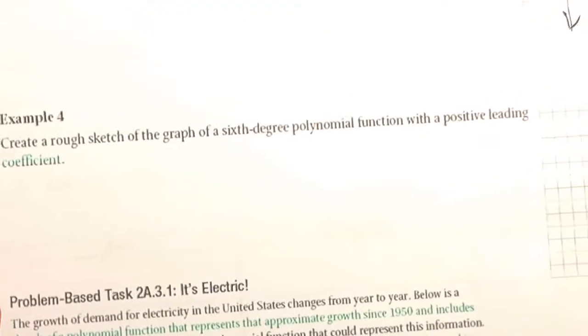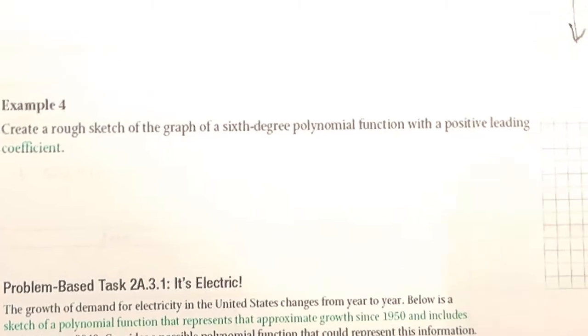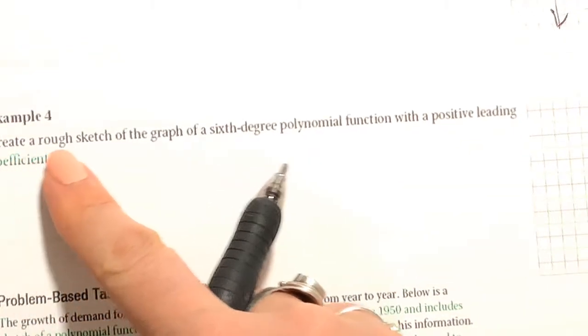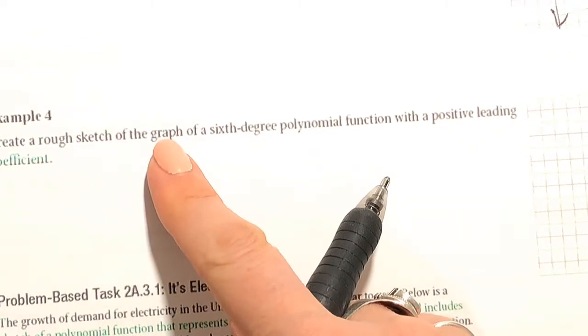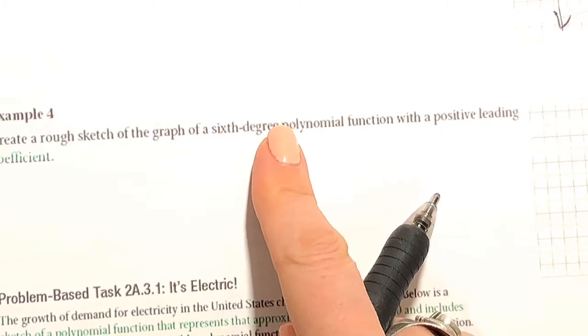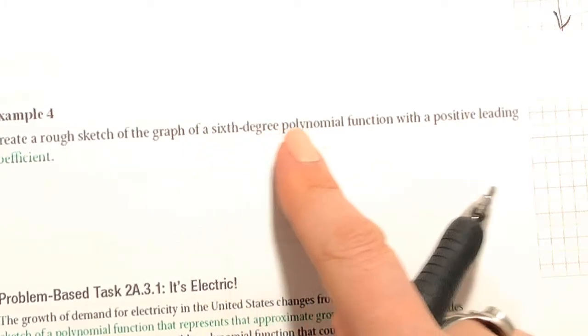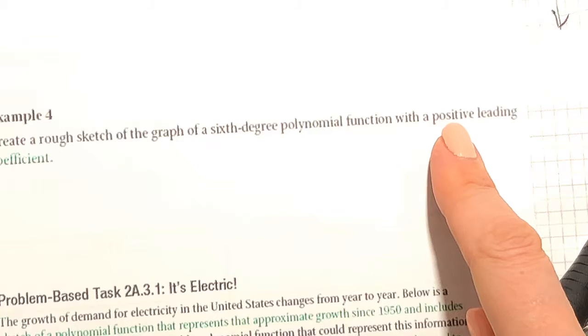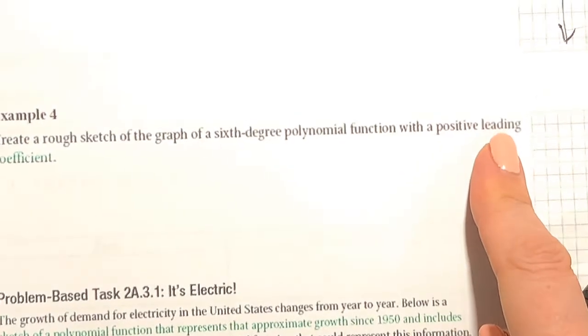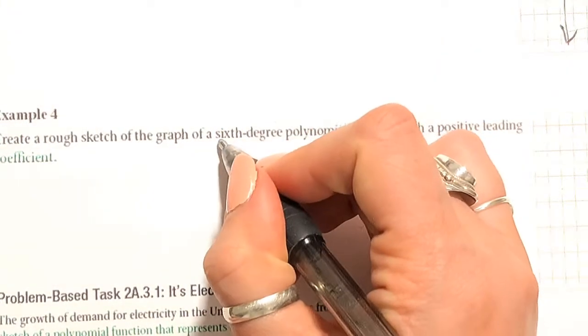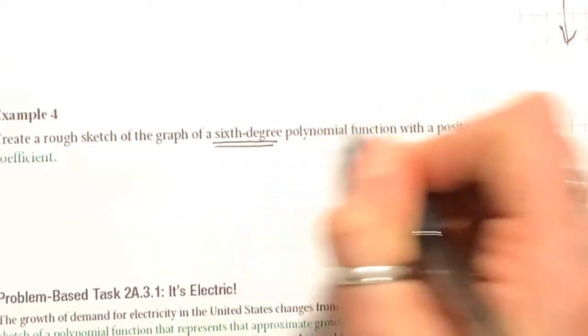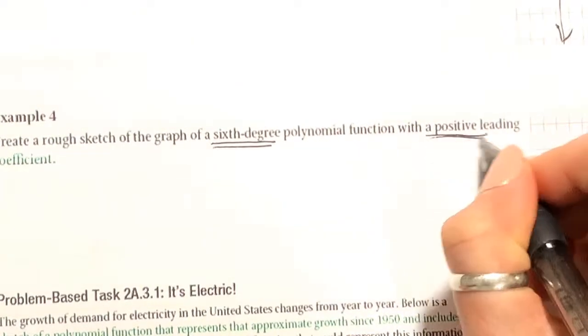And then on this next question, it's kind of going backwards from what we just did. So they want us to come up with the rough sketch of the graph, and then they give us the information. So they're telling us it's a 6th degree polynomial function, and it has a positive leading coefficient. So that is our clue. It's a 6th degree and a positive coefficient.